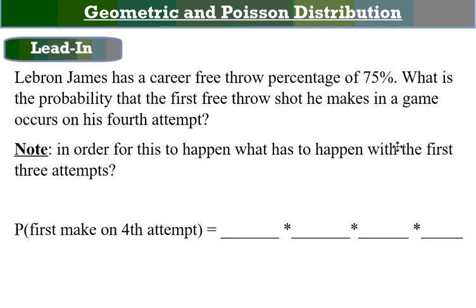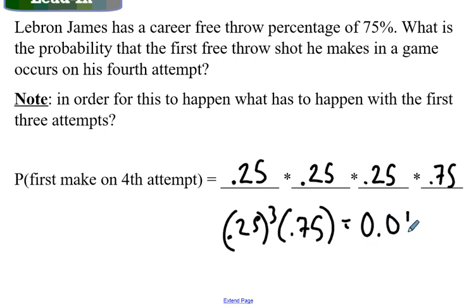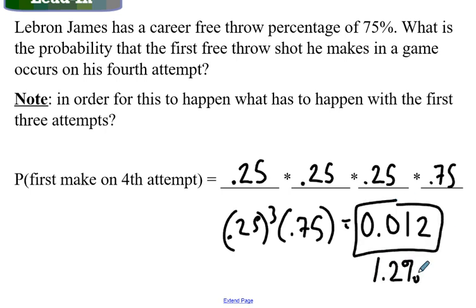The probability that his first make is on his fourth attempt means he has to miss each of his first three attempts. The probability he makes is 75%, so the probability he misses is 25%. So he needs to miss, and he needs to miss, and then he needs to make. Each of these are connected by ands, and they're independent of one another. I would end up with 0.25 to the third power times 0.75. Grab a calculator and run that. The likelihood that that occurs is about 0.012, about a 1.2% likelihood that his first make is going to be on his fourth attempt.